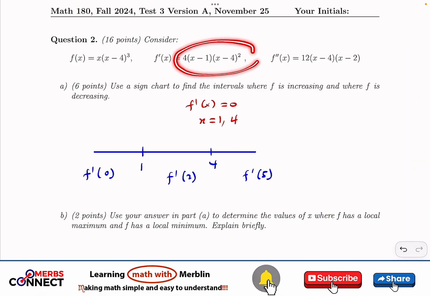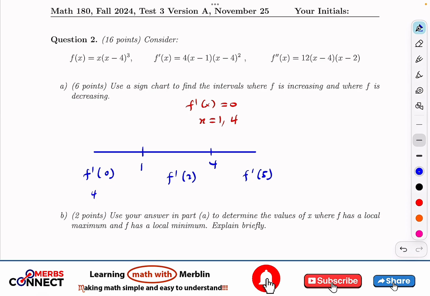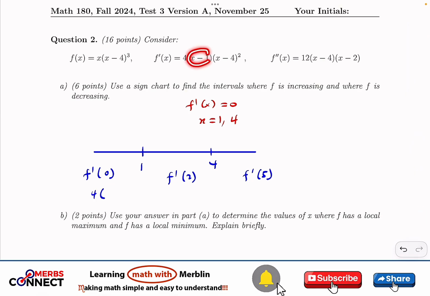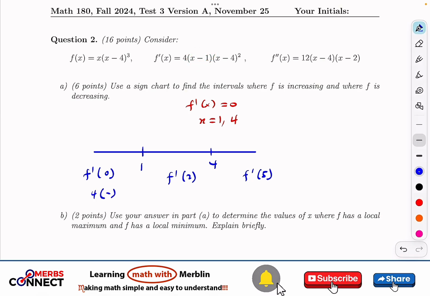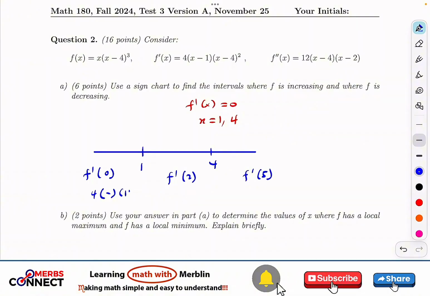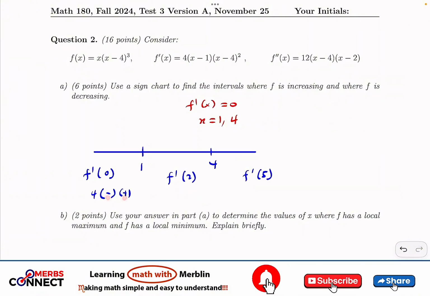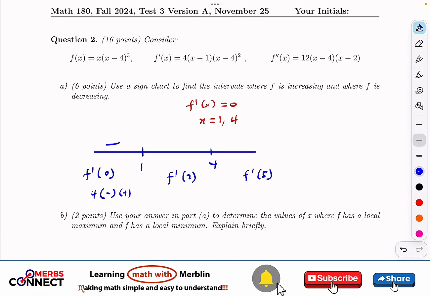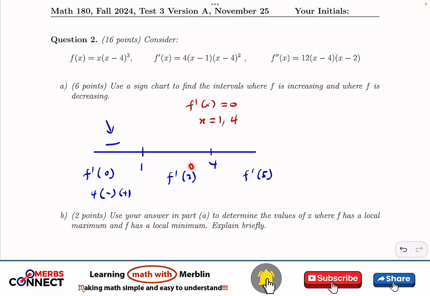When I'm plugging in 0 here, I'm going to have 4 times. When I plug in 0 here, I'm going to have negative. And when I plug in 0 here, because this is squared, I'm going to have positive. So this one is going to be positive. So this is going to be negative, positive, which is negative. So this is negative and this is decreasing, right? Because of the square.